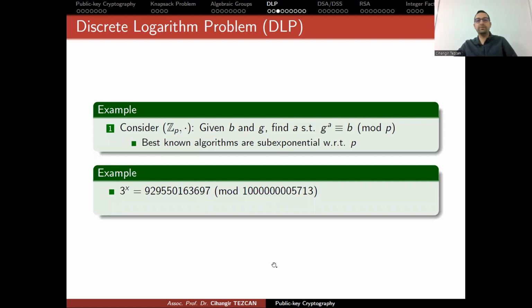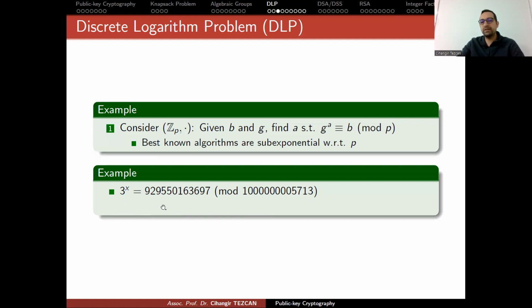So here's an example. On my computer, I calculated in a very fast way. I chose to generate a number 3, a small number. I chose an x value. I calculated the x power of 3 modulo this number and obtained this value. The question is, can you find x?